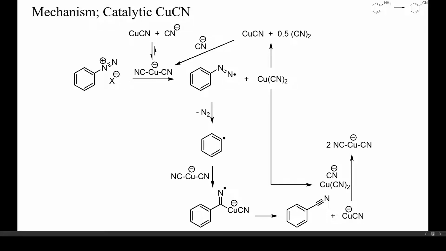Here the mechanism would be slightly different. An excess of cyanide will enhance the solubility of copper cyanide by converting it into an anionic dicyanocopper complex. This complex can reduce the diazonium cation and cause the formation of an aryl radical, which can then add to a copper-bound cyano group. The resulting intermediate can fragment into the benzonitrile and copper 0.